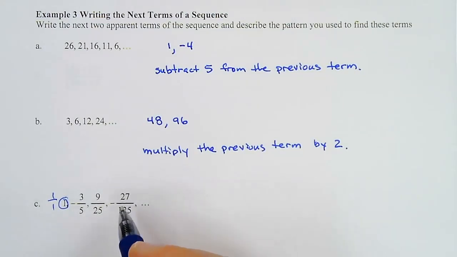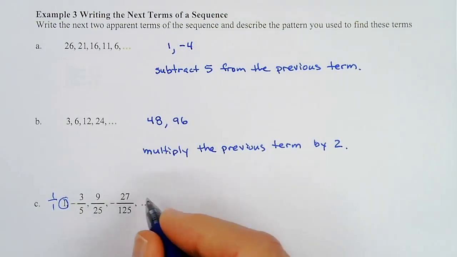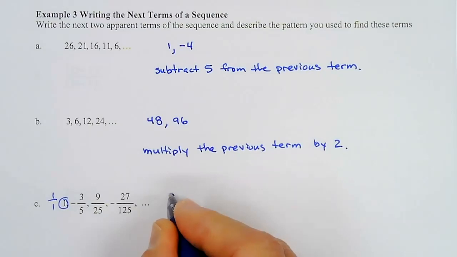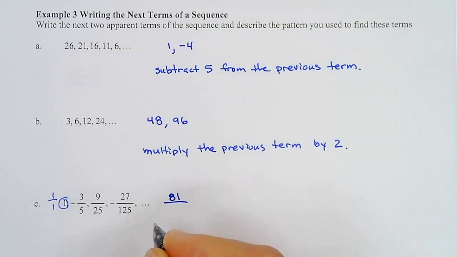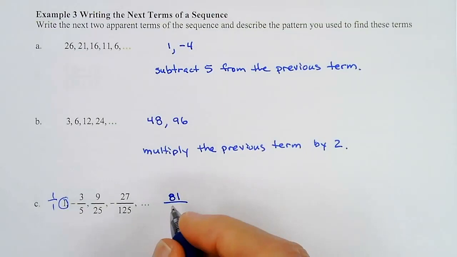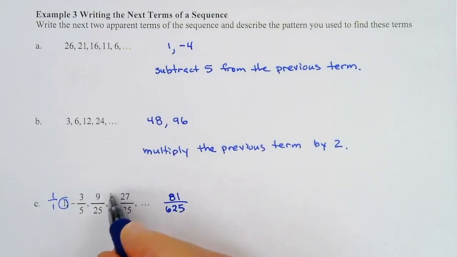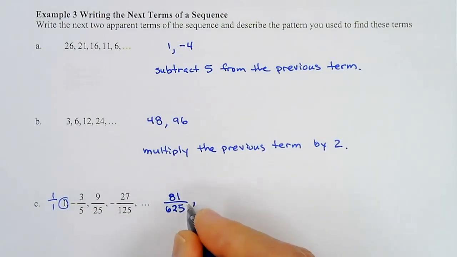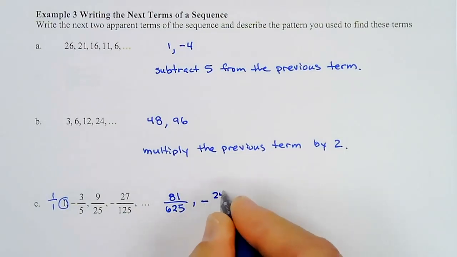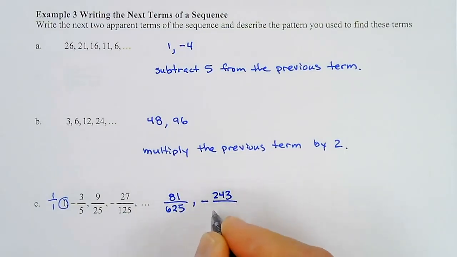Okay. So if we multiply this last term by -3/5, we would wind up with -27 times -3, which is 81, over 125 times 5, which would be 625. And it's positive because I'm taking this previous number and multiplying it by negative 3/5. And then if I take this next term and multiply it by negative 3/5, that would give me negative, and it would be 243 over 3,125.